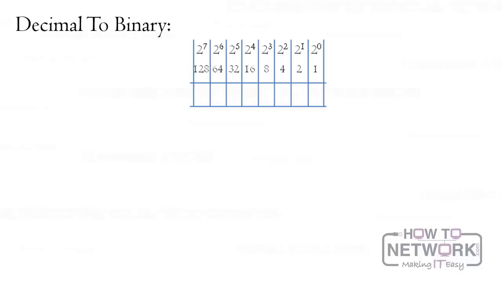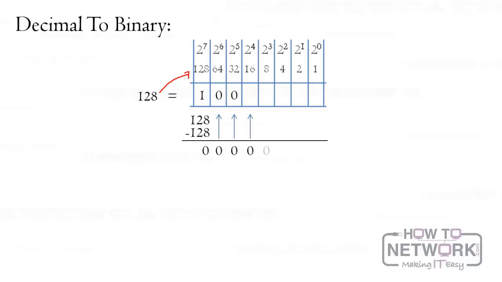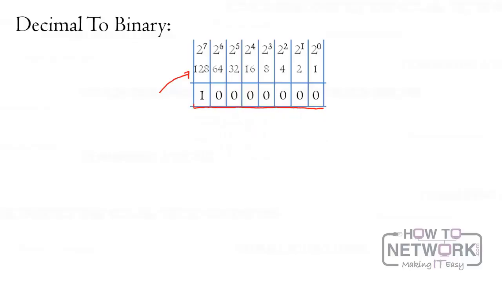For instance, if we take the number 128, this is pretty easy to convert. We plug it into this chart. How many times does 128 go into 128? One time. If we take all the others and subtract, we're going to have 0, right? Because now 128 minus 128 is 0. That leaves us with our binary number 10000000, which is equivalent to 128.